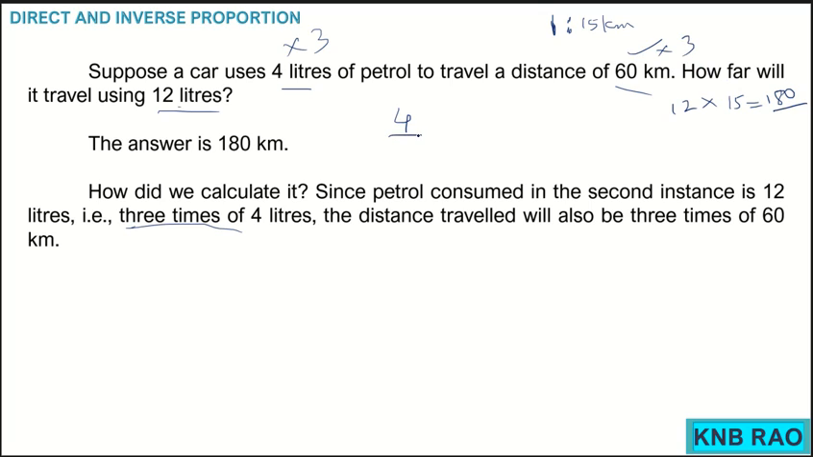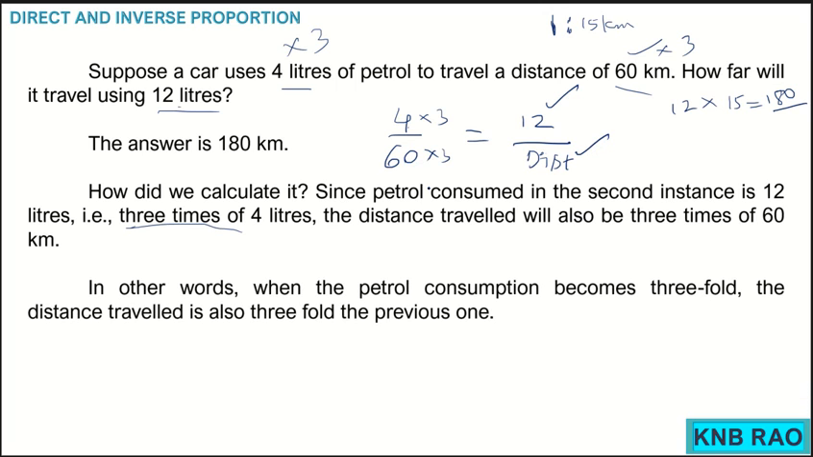So, for 4 liters it travels 60 kilometers, and for 12 liters we do not know the distance. To find the distance, we use that 3 folds of 4 gives 12, so definitely 3 folds of 60 is the distance, which is 180 kilometers. In other words, when the petrol consumption becomes 3-fold, the distance travelled is also 3-fold the previous one. So, this is what we are going to learn here.